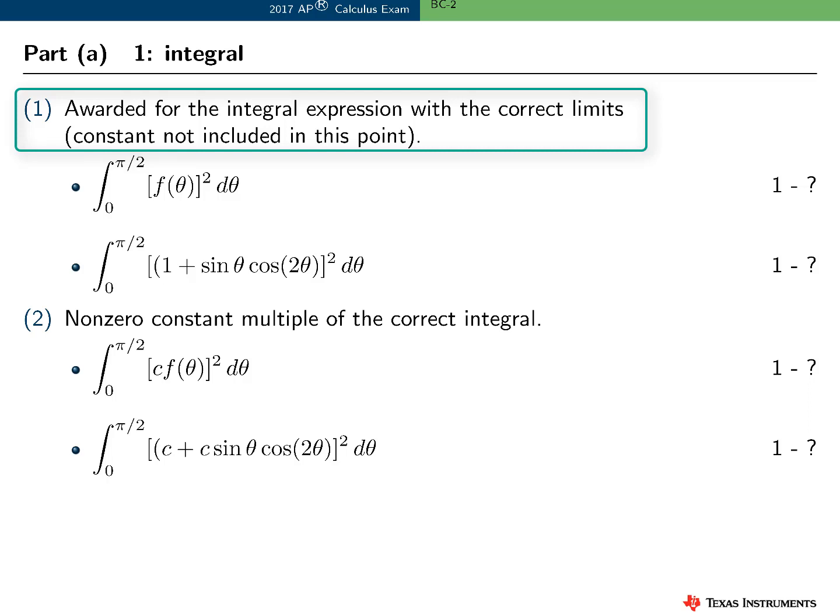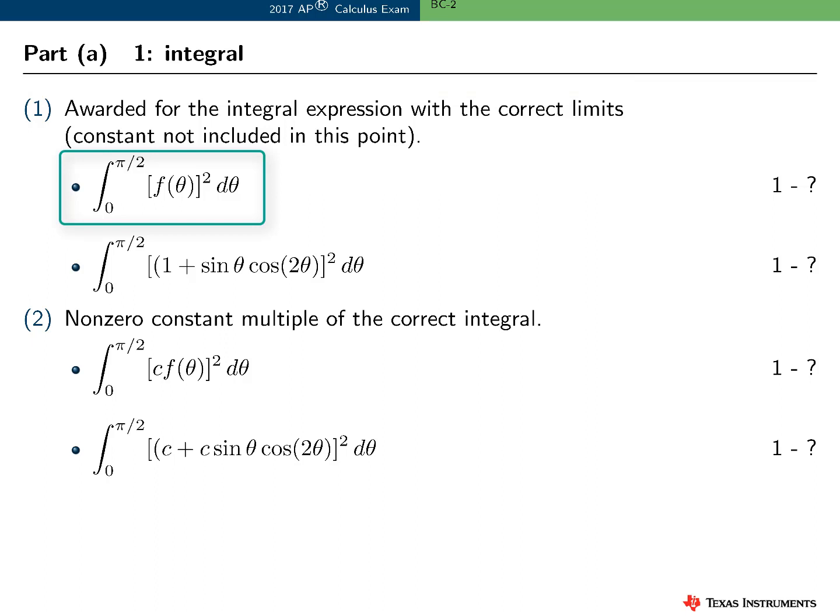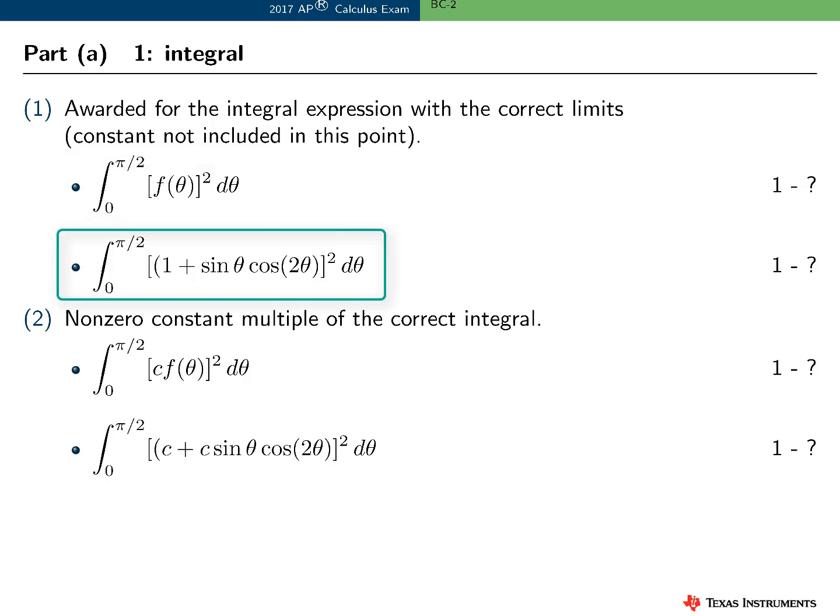The first point in Part A was for writing the correct integral expression for area. But in scoring this part, the constant 1/2 is not included in this point. For example, here the student gets the first point, even though the constant is not included. And in this question, this expression is not considered a general formula for area, since the function f is defined in the statement of the problem. In this example, the student used the actual expression for f of theta. This also receives 1 point.